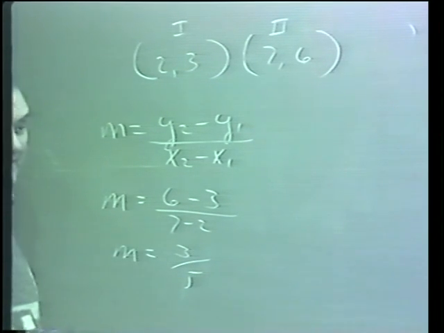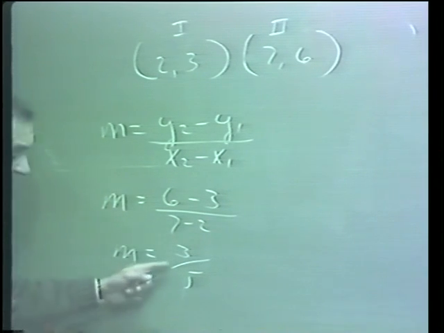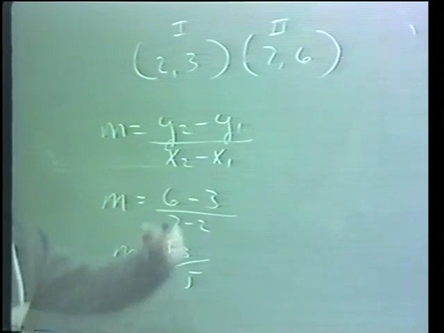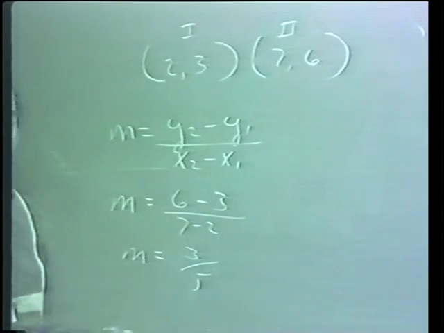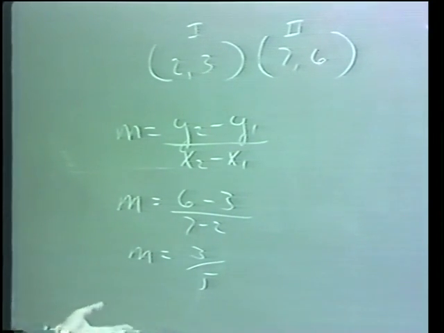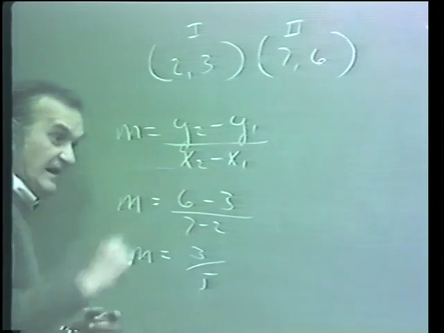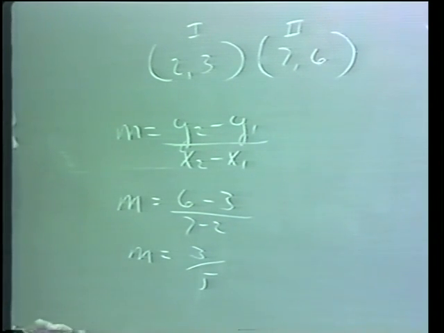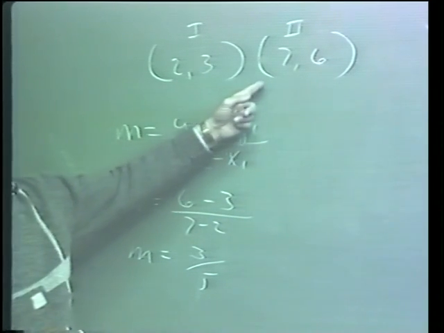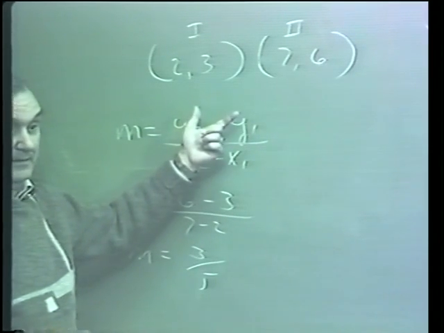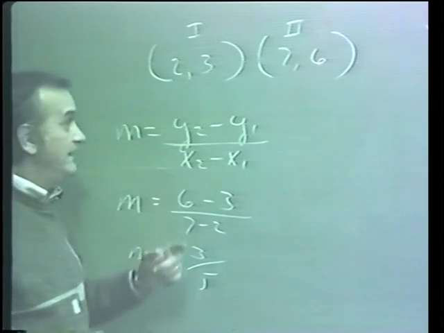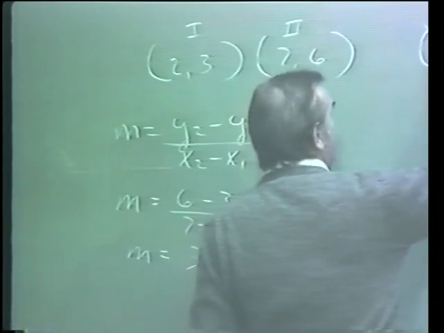Now what do we mean by slope? We mean change of y over change of x. What this is saying is this line, for every 3 units it climbs up, it goes 5 units to the right. That's all we're saying. For every 3 units up, it has to go 5 units to the right. Now notice what I did in this problem. I called this point 1, this point 2. Would it make any difference if I called this the other way? Well, let's find out. Let's take those 2 points again.